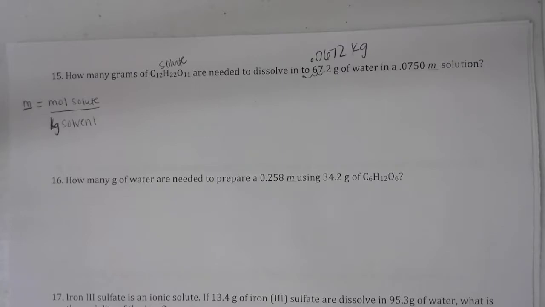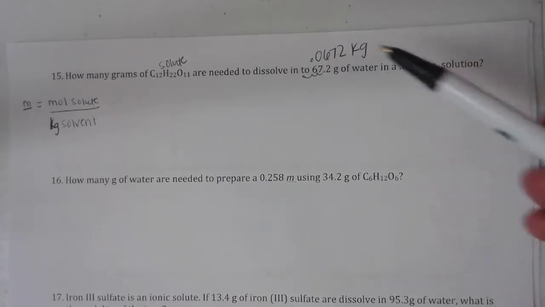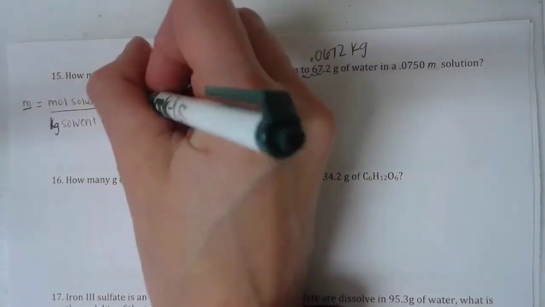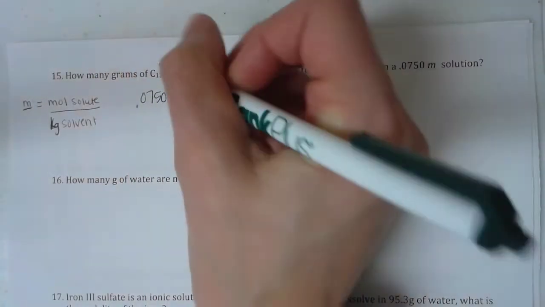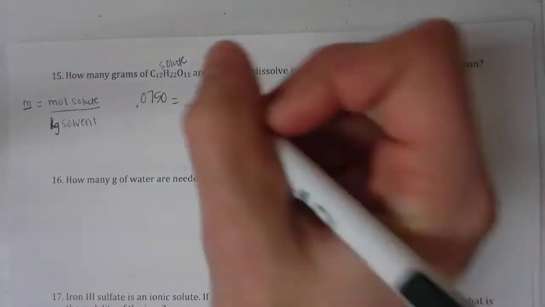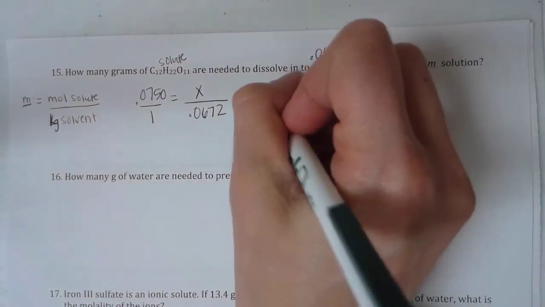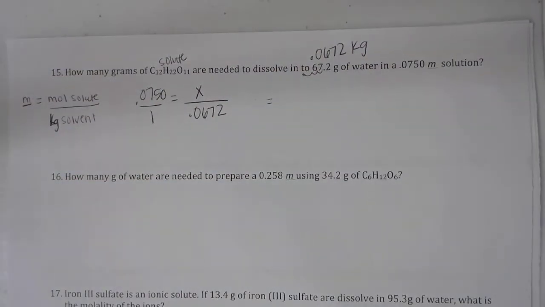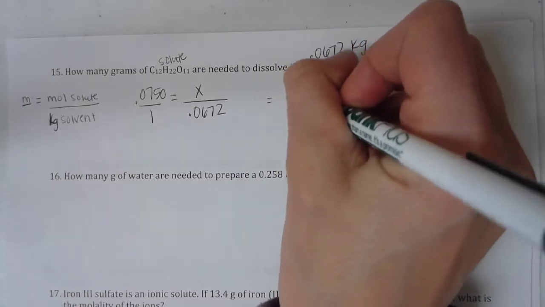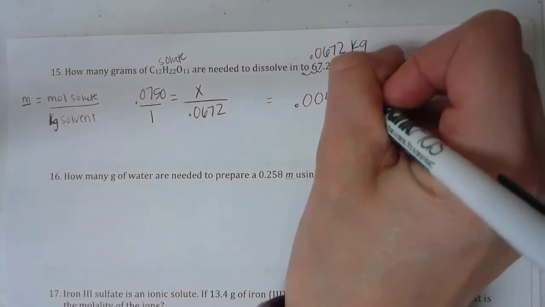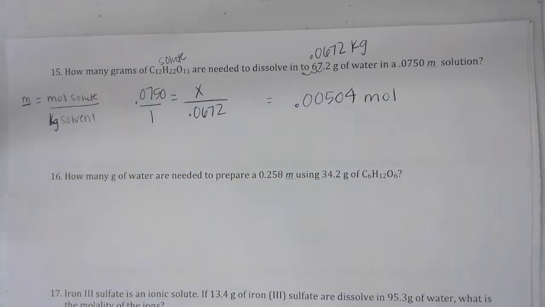And so what I can go ahead and do now, I have 2 numbers I can plug in. So I have 0.0750 equals X over 0.0672. Put this over 1 and solve for X. Now remember, X is going to give you the moles of that solute. 0.0672 times 0.0750 is going to give you 0.00504 moles.